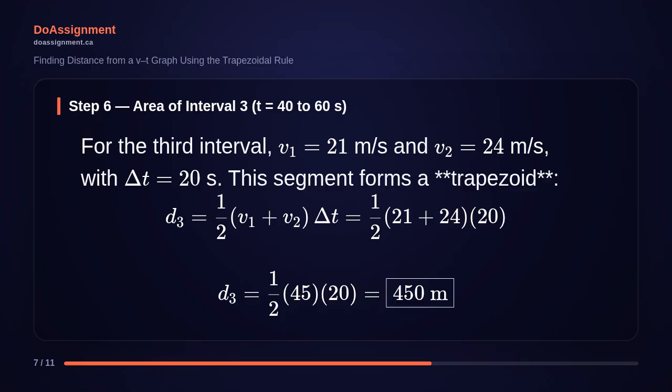For the third and final interval, from 40 to 60 seconds, the velocity increases from 21 to 24 meters per second. The area is 1/2 times the sum of 21 plus 24 times 20. That is 1/2 times 45 times 20, which equals 450 meters.